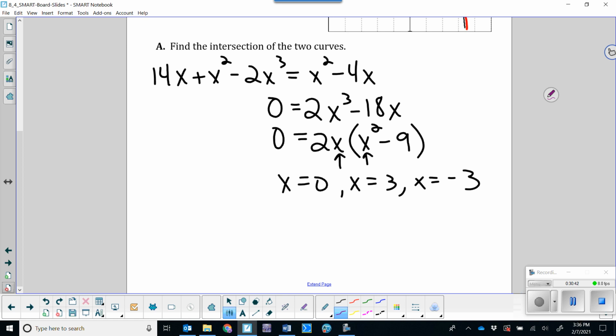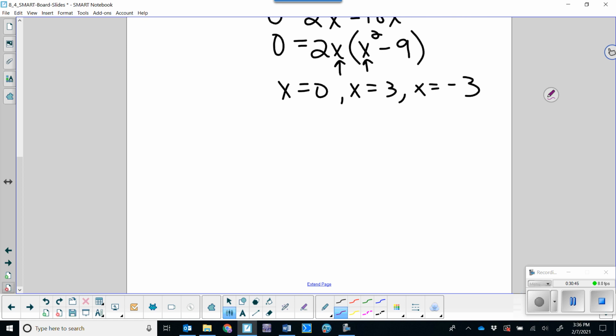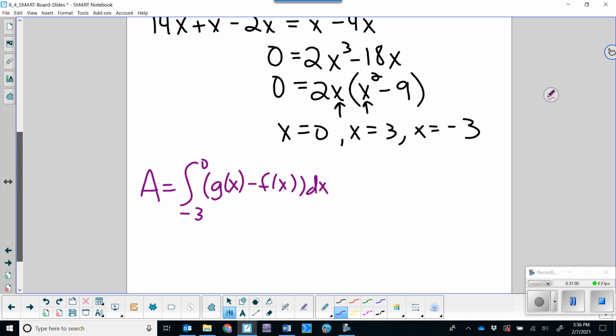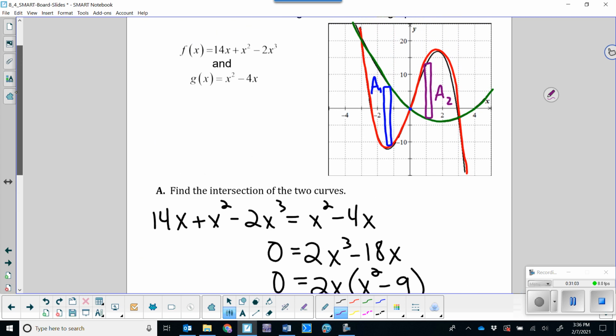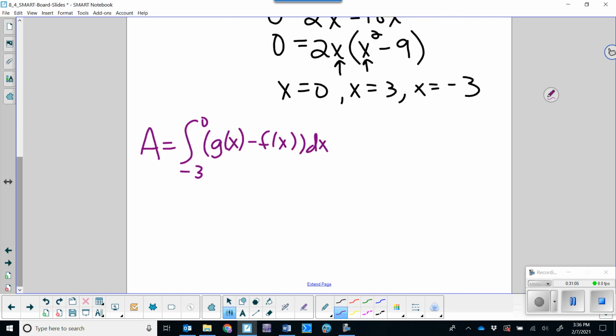Now, all you have to do to answer the question is simply say area equals the integral from negative 3 to 0 of g of x minus f of x, because looking at your picture, when you're at negative 3 to 0, then the parabola is on top and the cubic's on the bottom. So that's g minus f. And then plus integrating from 0 to 3 of f of x minus g of x.